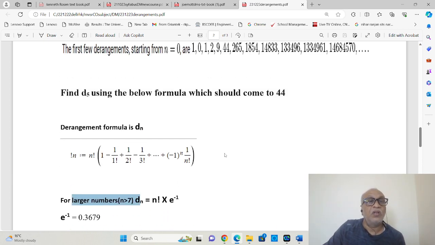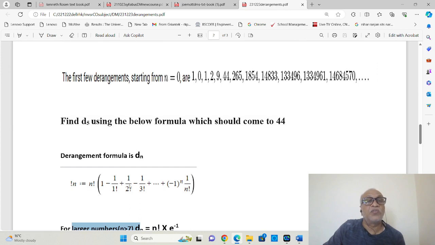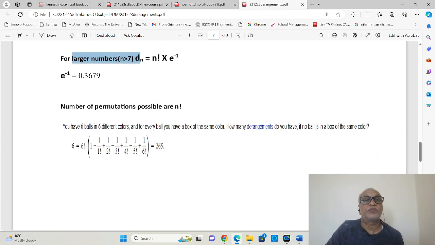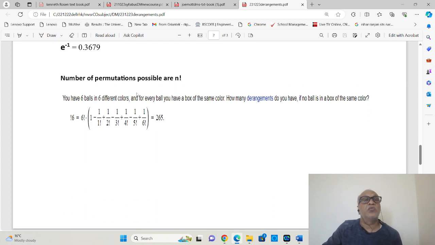Now, using this formula, you should be easily able to calculate D5. What you have to do here is replace n with 5. So 5 factorial, 1 minus 1 by 1 factorial plus 1 by 2 factorial minus 1 by 3 factorial plus 1 by 4 factorial minus 1 by 5 factorial. And if I calculate that, the answer should come 44. So permutations are possible for what? If n are there, n factorial.